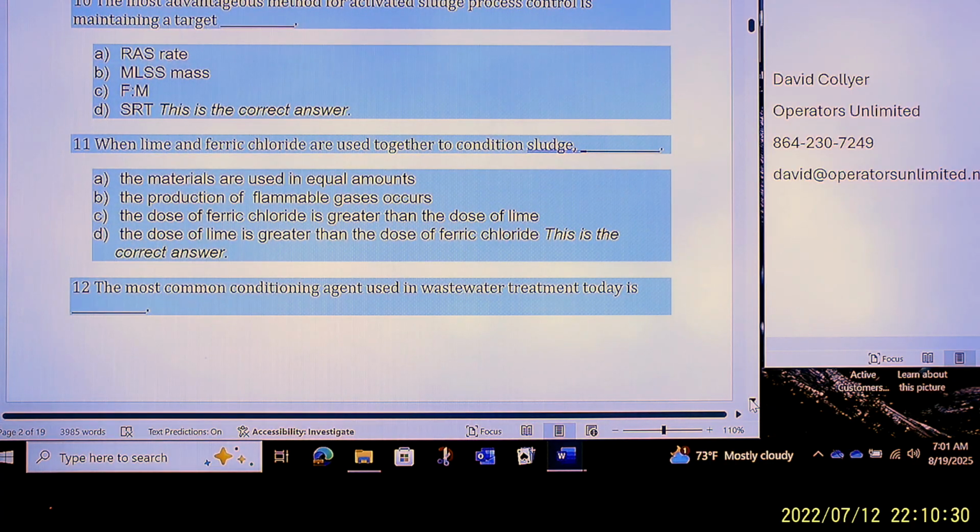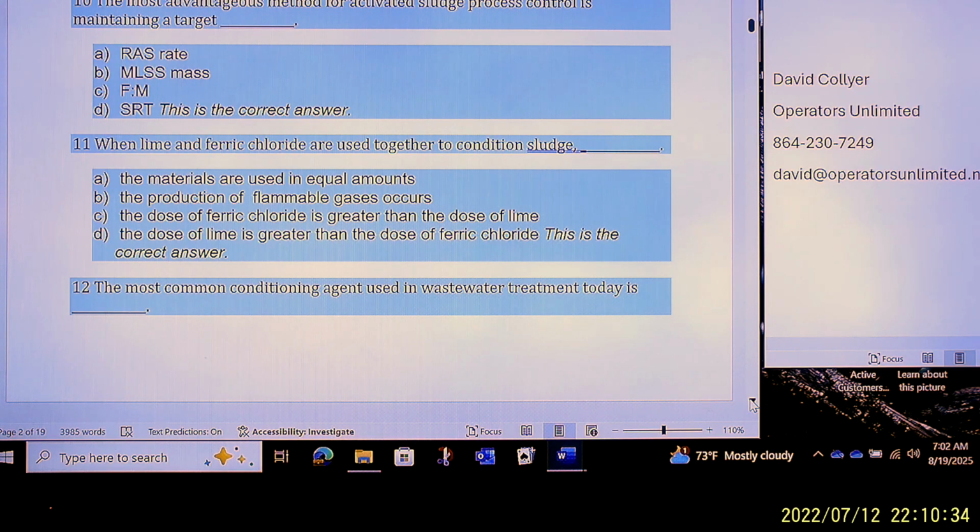Number 10, the most advantageous method for activated sludge process control is maintaining a target blank. RAS rate, MLSS mass, F to M, or SRT. The answer to number 10 is D, maintaining a target SRT. SRT is sludge retention time.